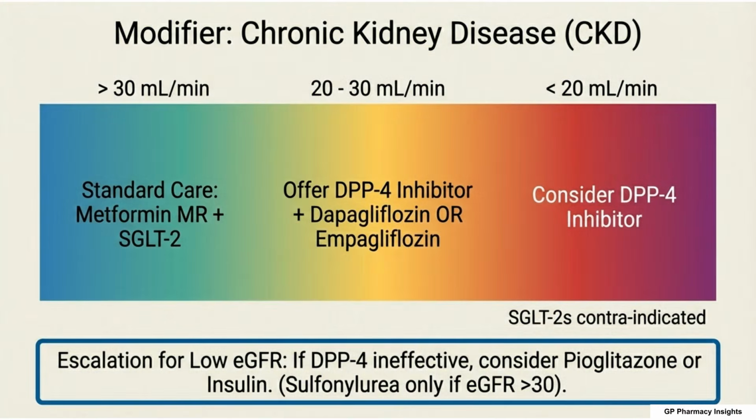For chronic kidney disease, treatment varies by eGFR. SGLT2s are contraindicated below 30 milliliters per minute. Escalation for low eGFR, if DPP4 is ineffective, includes pioglitazone or insulin.